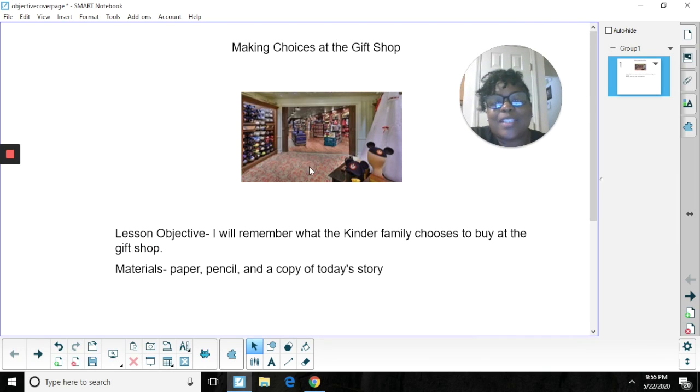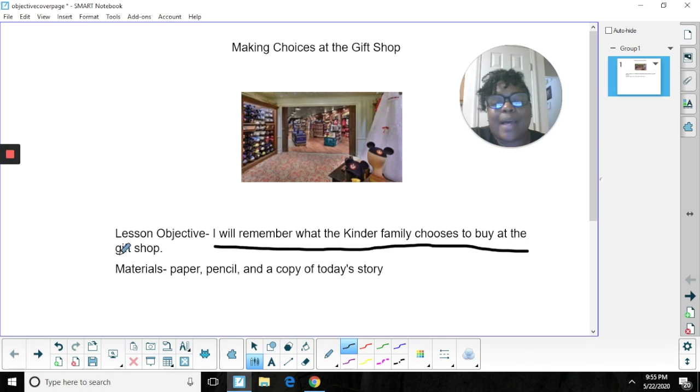Okay. And as you can see here, we have a picture of a gift shop. All right. So it says here, this is our lesson objective here, and it says, I will remember what the Kinder family chooses to buy at the gift shop.